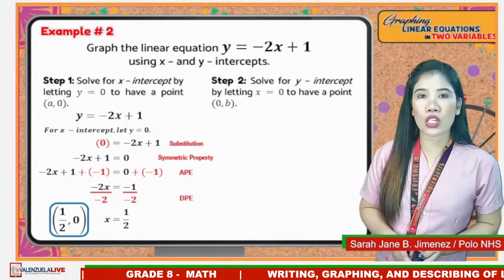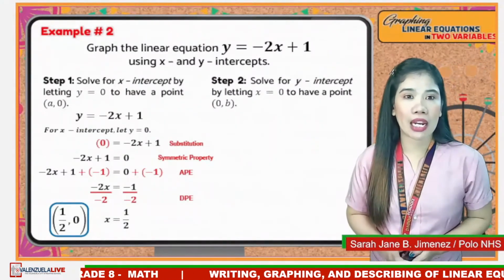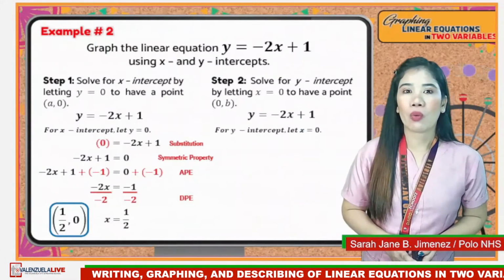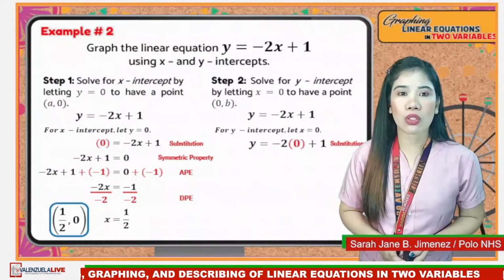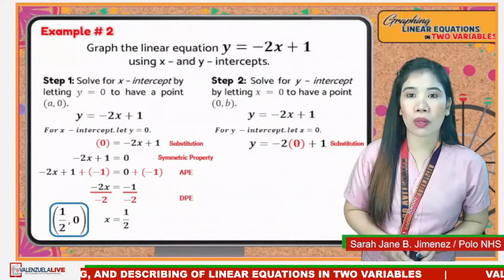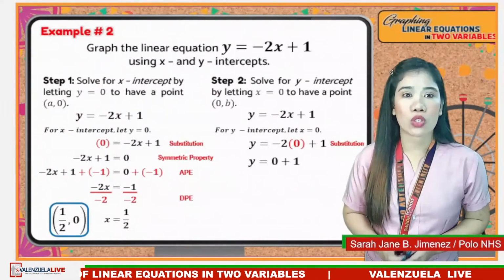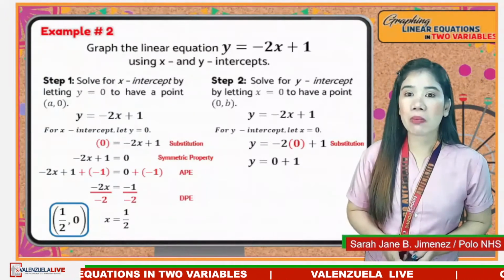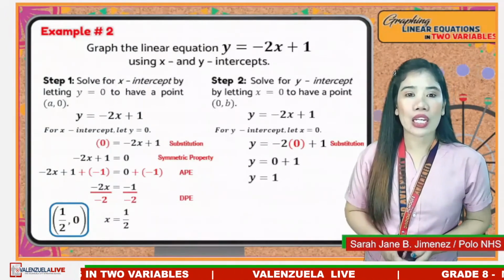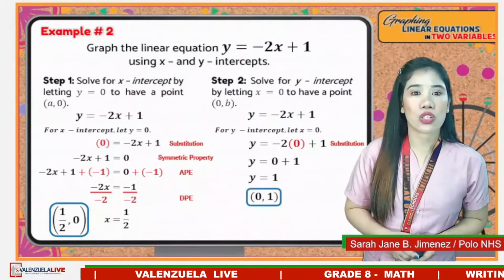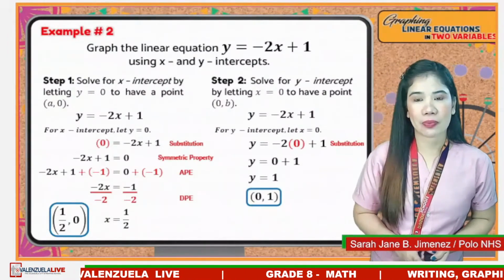Step 2 is to solve for the y-intercept by letting x equal 0. By substitution, we have y equals negative 2 times 0 plus 1. Simplifying, we obtain y equals 0 plus 1, and simplifying further, y equals 1. So the y-intercept is (0, 1).